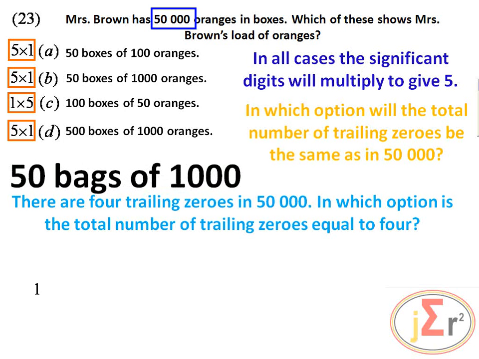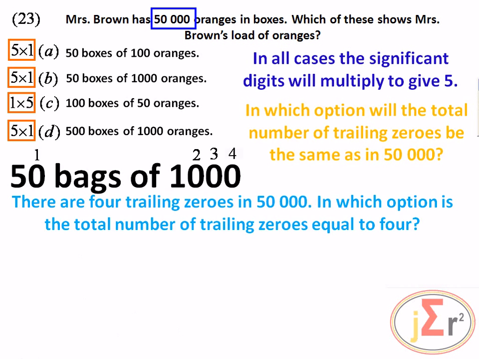We have there 50 bags of 1,000. So how many trailing zeros do we have there? 4. We have 1 here and the other 3 there. So we have 1, 2, 3, 4. So the option that will give the same number of trailing zeros is 50 bags of 1,000.